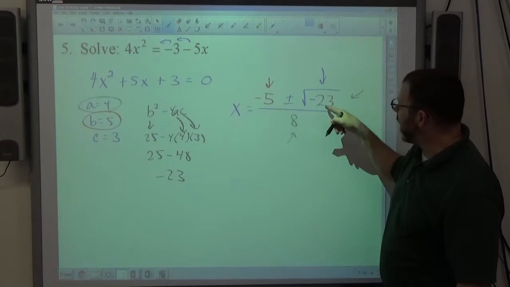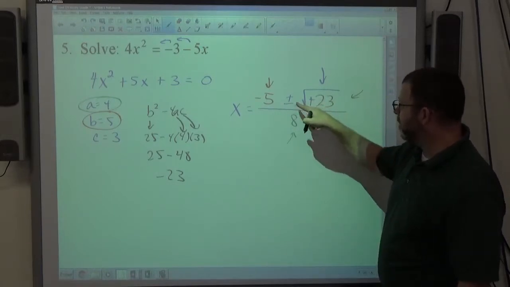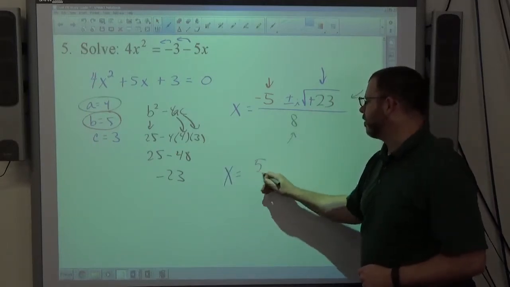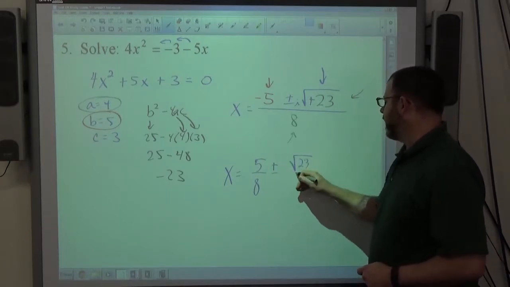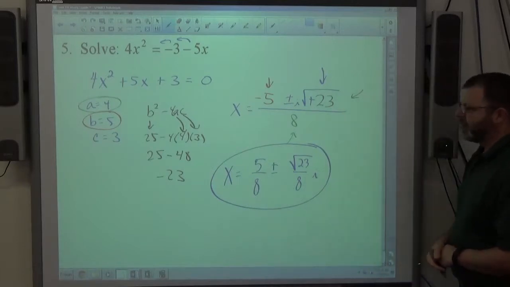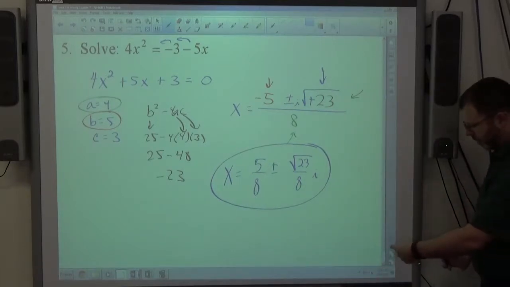This has a negative in the radical, so I have to take the i out. So make that positive, make that an i. And if I do get an imaginary answer, I want it split. So the real part, 5/8, plus or minus the imaginary part, 23/8 i. So that'd be the final answer. I can't make that any prettier than what it is. So that's the final answer for that one.